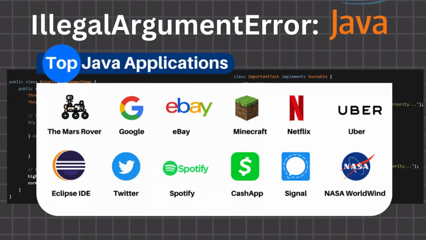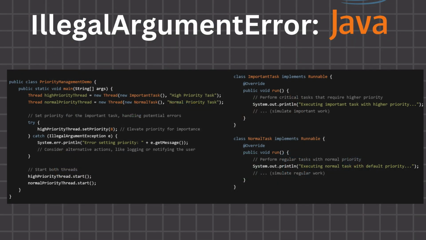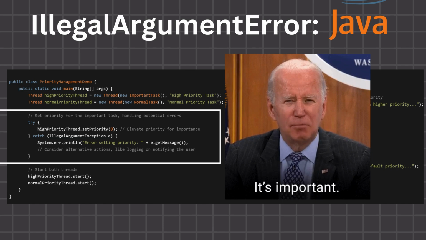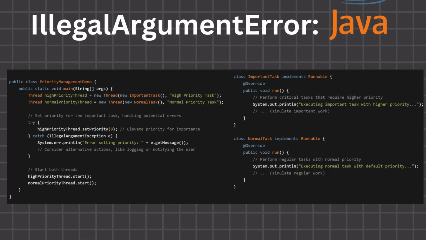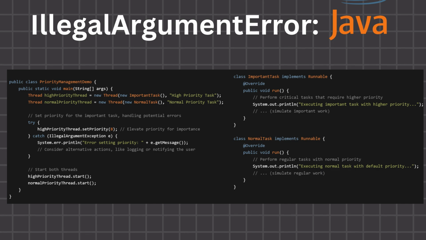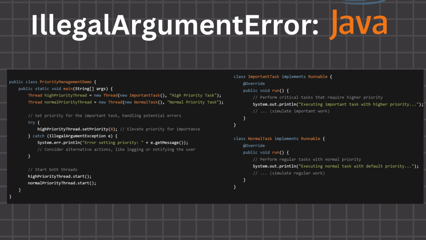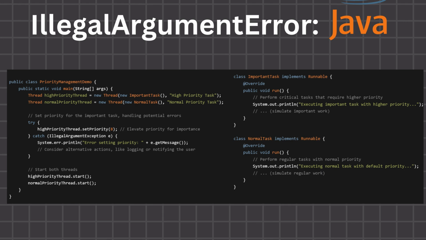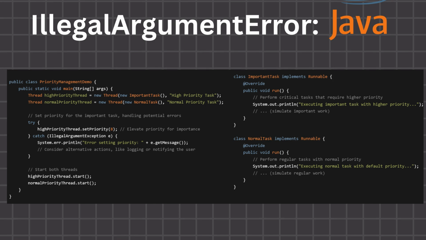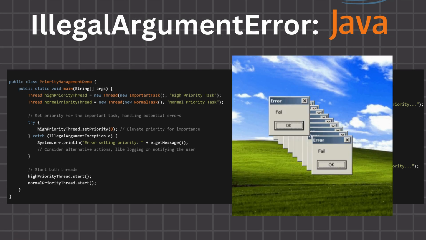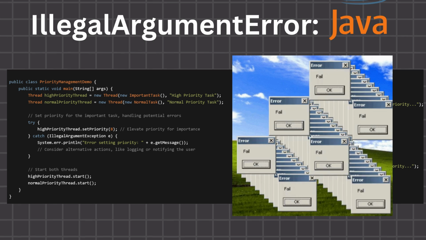Suppose you're developing a Java application that has multiple threads, and you want to ensure that the most important tasks are executed first. In that case, you can use the setPriority method to set the priority of the most important threads to a higher value, such as 8. But you also need to be prepared for potential errors, such as if you accidentally try to set a priority value that's outside the allowed range.